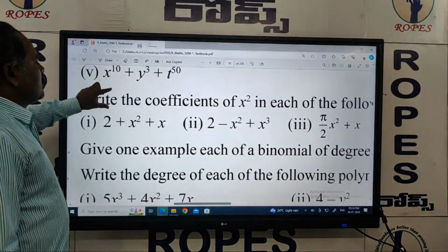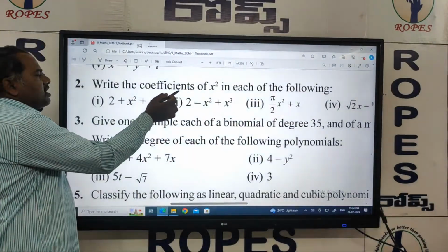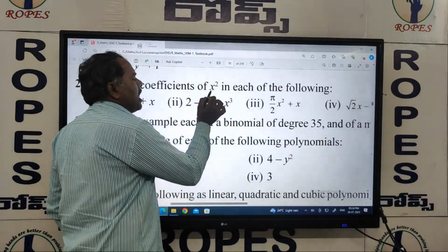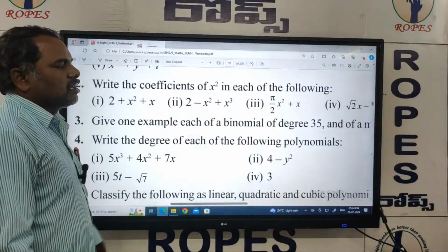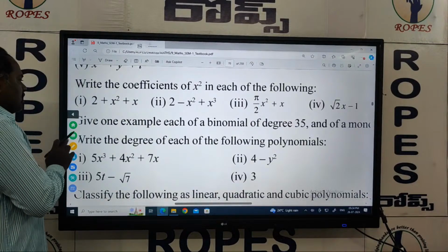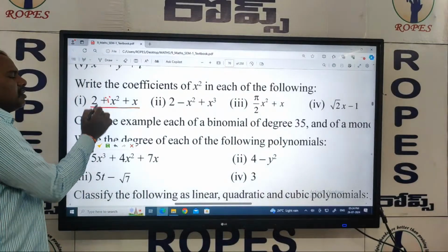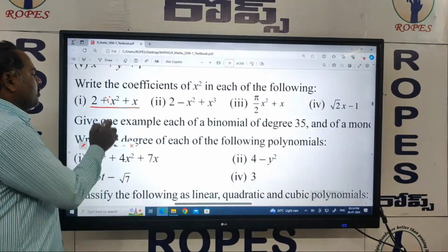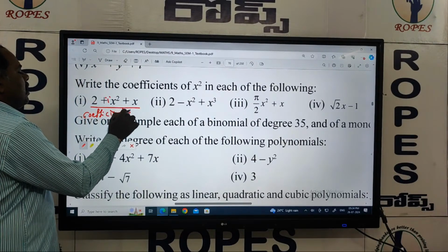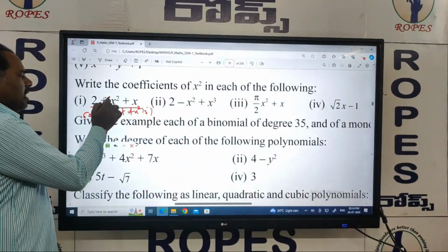Next, if you go to the second question: write the coefficients of x square in each of the following. Here we should write the x square coefficients in all the given sub questions. In the first one, if you observe, 2 plus x square plus x. Here nothing is there, so it is multiplied by 1. Then we can write the coefficient of x square is 1. 1 is the coefficient of x square in this.